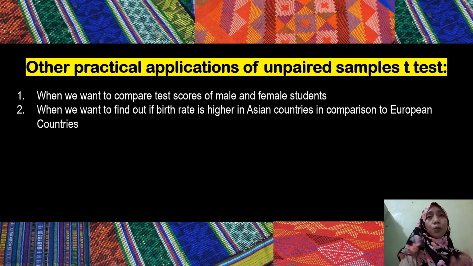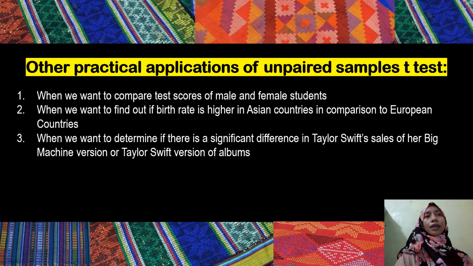When we want to find out if birth rate is higher in Asian countries in comparison to European countries. So notice our dependent variable there would be birth rate, and our independent variables would be the countries, Asian countries versus European countries. Another practical application for unpaired samples t-test is when we want to determine if there is a significant difference in Taylor Swift's sales of her Big Machine version or Taylor Swift version of albums. So Swifties out there, I know you're very much familiar with this.